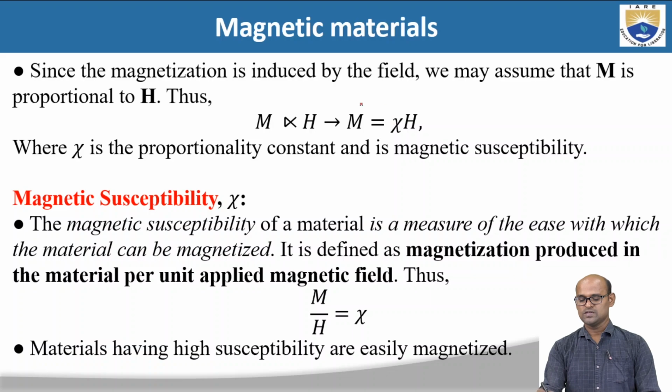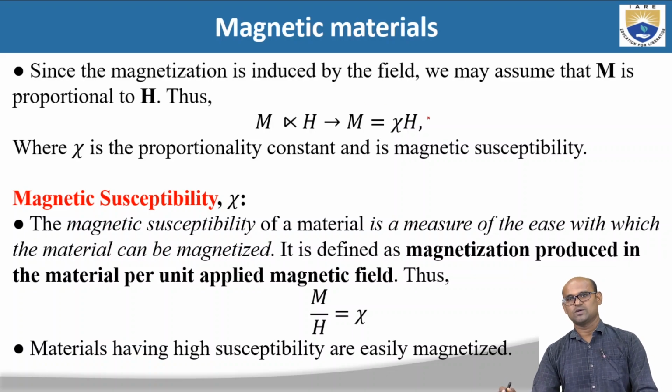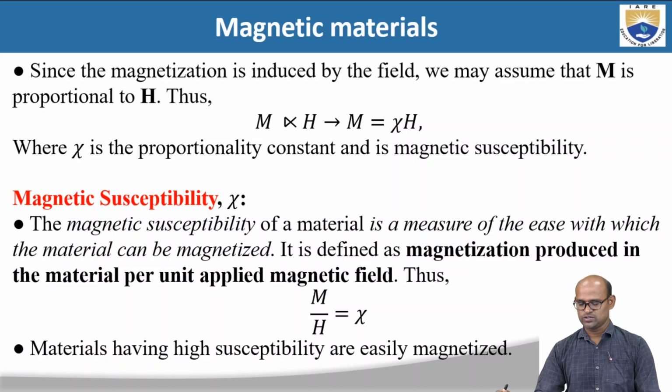From this equation we can define chi, the susceptibility. It is a measure of the ease with which a material can get magnetized. I apply a magnetic field, and how much magnetization is produced inside the material, that is chi.